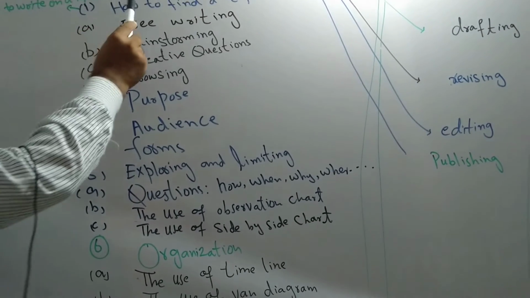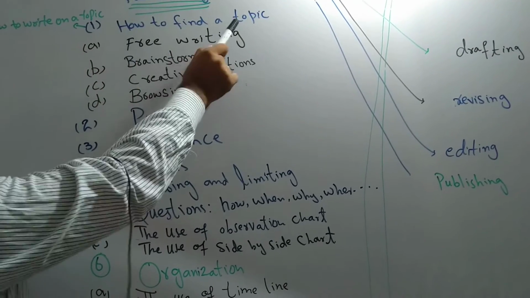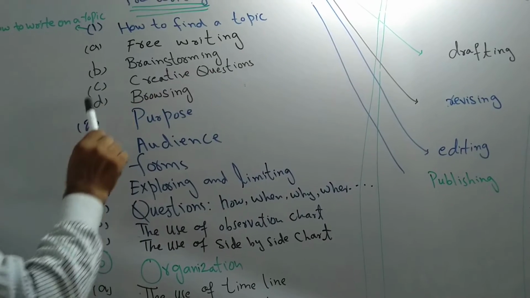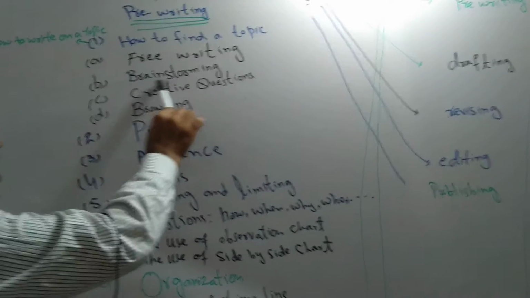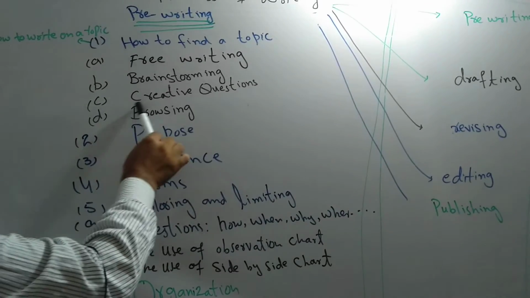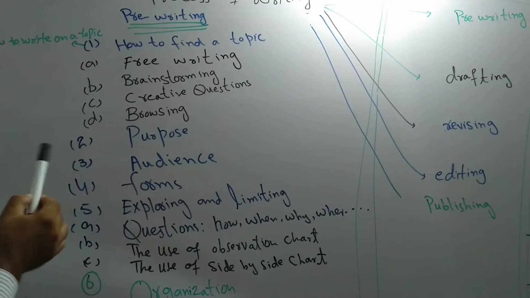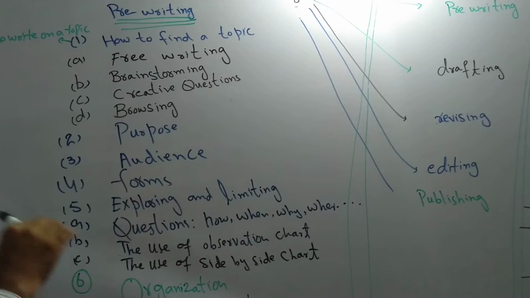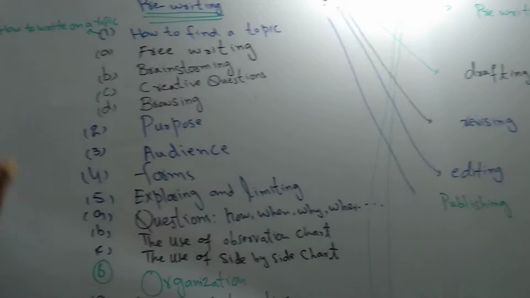So for pre-writing, we have first, how to find a topic. Then free writing is very important, in this process you are writing without stopping. Brainstorming, so creative thinking is here. Creative questions, so questions may be there to ask yourself. And then browsing is there, you have to browse, look through the books, reports and so on.